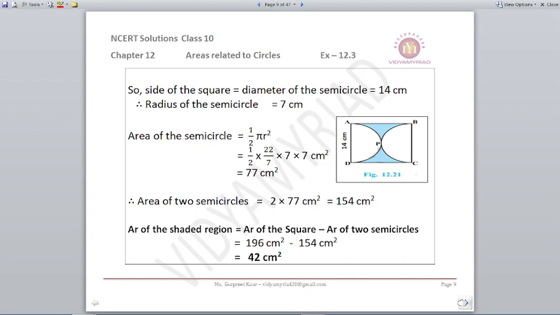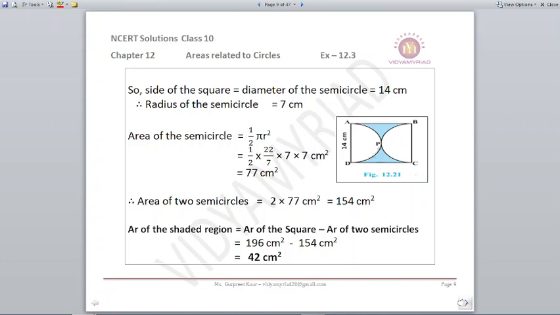Using that we can find out the radius. So radius will be 7 centimeters. Using that we can find out the area of the semicircles. Now since there are two semicircles, we can also do 2 into half pi r square. So 2 gets cancelled. You can use the formula pi r square, which you will get 154 centimeters square.